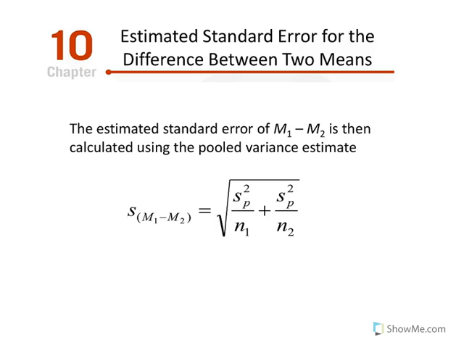For a moment, let's refer back to what we learned in chapter 9. We learned the estimated standard error of the mean was equal to the variance over the sample size, and we took the square root. And so notice now the similarities. Again, it's as if we're taking this and doubling it because we have two different samples.